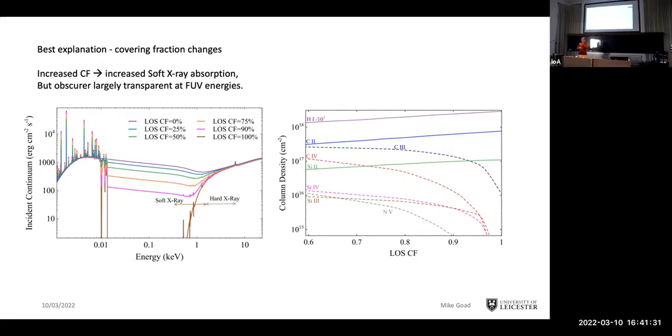So we've got anomalous behavior. So we change the line-of-sight covering function of the obscurer, knocking out the soft X-ray photons. Okay, then we can produce different behavior in those two sets of lines.